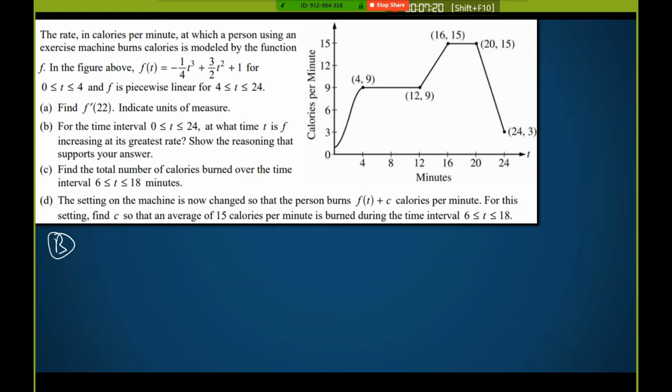So first, my next person is Sarah. F of t is shown here. Once again, this graph is f of t. On what time intervals, so from what time to what time, is this graph increasing?